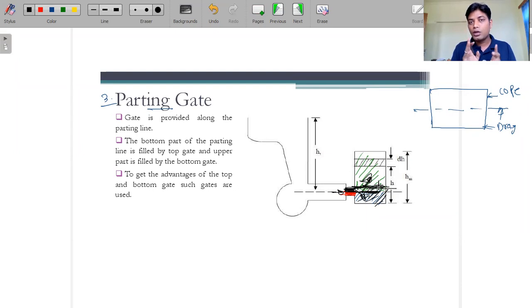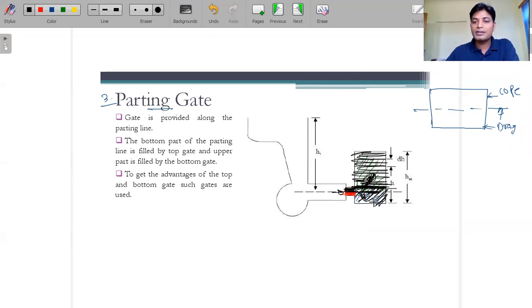So how are we defining that? If we are filling from the bottom to this line, then that is filled by the top gate, and whatever volume remains is filled by the bottom gate. So the volume filled by this cross section, we call it filled by the bottom gate. It is just like that.